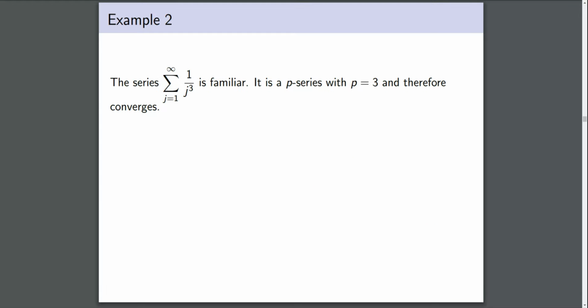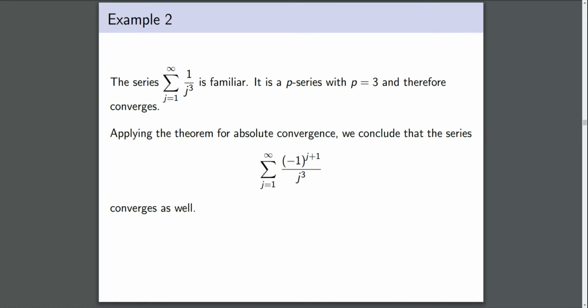Okay, does this help us? Yes, it does. The series that we got by taking absolute values is something that we've seen before. We call it a p-series. And since p equals 3, we know that this series converges. So now we apply the theorem on absolute convergence. Our original series made up of positive and negative terms also converges.